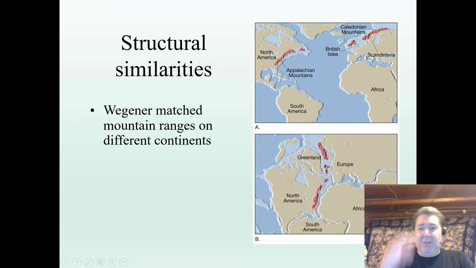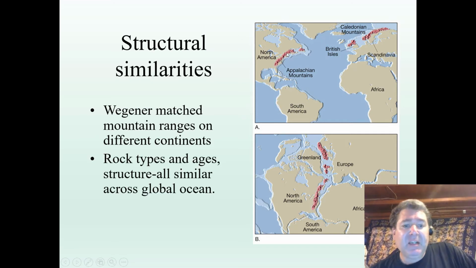But looking at the mountains, the Caledonian Mountains, the British Isles, and the Appalachians here in the United States, we notice that the rock types, the ages, the structures are all very similar. So this means maybe there were mountains that have been worn away, but we have no evidence of those worn away mountains. But if we push them back together in Pangea, look, it's just one mountain range that has been ripped apart by continental drift.